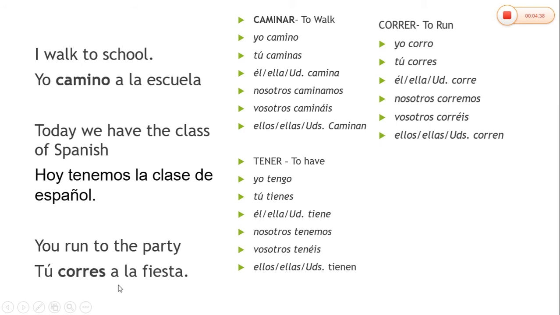In Hindi we will say तुम पार्टी के लिए भागते हो. And if we have to write the same sentence in a formal way in Spanish, we would have written usted, and then the conjugation would be corre. So usted corre, object will be same, a la fiesta, which means आप पार्टी के लिए भागते हो या पार्टी जाते हो. Usted corre a la fiesta.